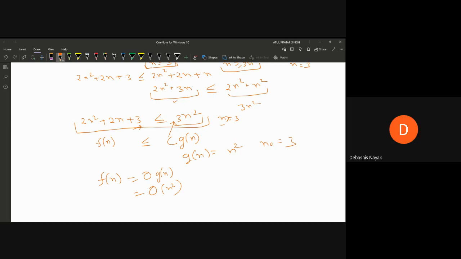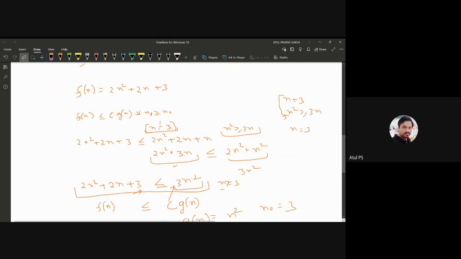Correct that f of n is less than C of g of n for any value of C, because only the n naught value will be changed. For any value of C, there will be a present n naught. Actually, if we put some other value in this equation, like n square is greater than or equal to n, we can also take this condition for this situation. Then definitely this C value will change, and the n naught value will also change.